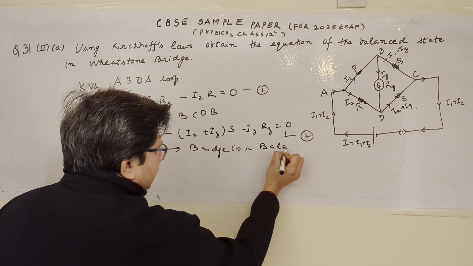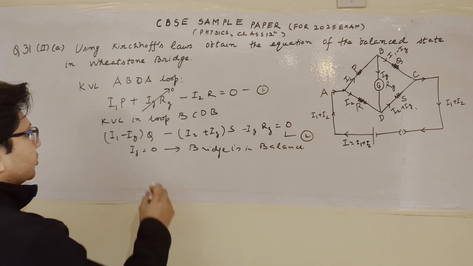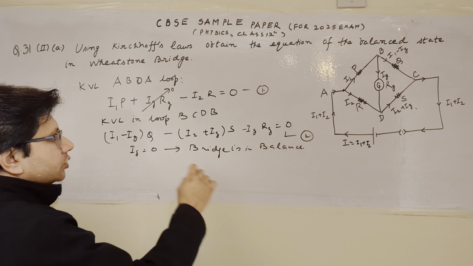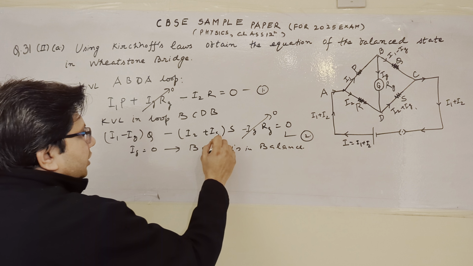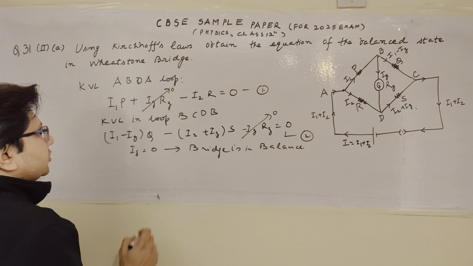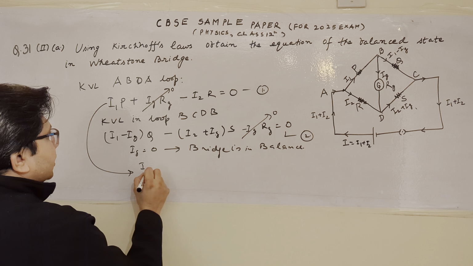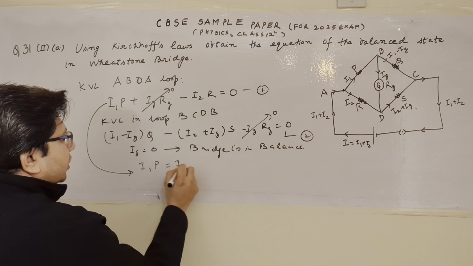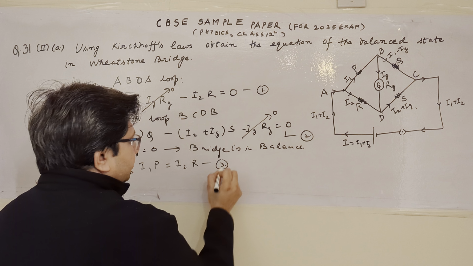Now in this situation, this term becomes 0. This current becomes 0, so this term becomes 0. And all the terms where Ig is present, they become 0. For example, this is 0, and Ig into S, this becomes 0. So from equation 1, the equation 1 modifies as I1P is equal to I2R. Call it as equation number 3.